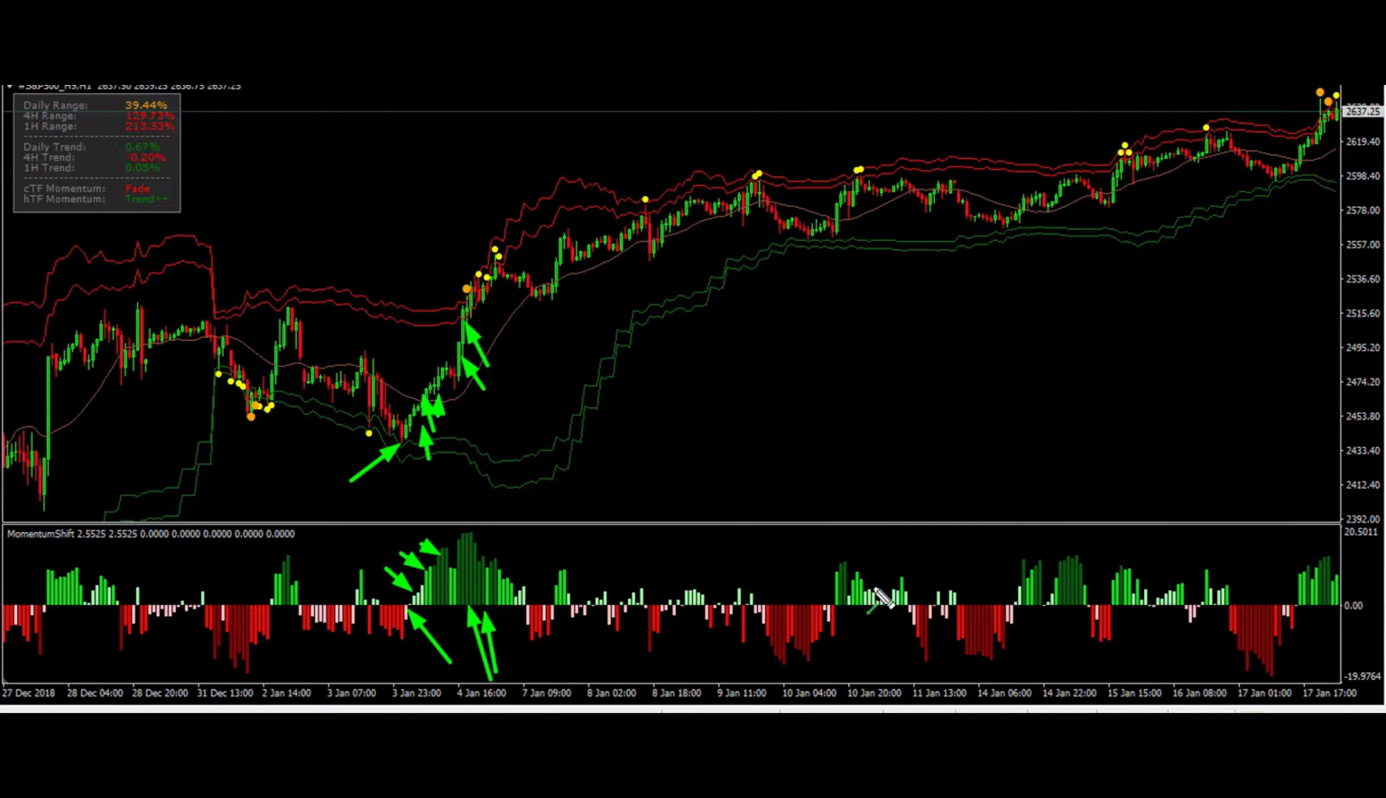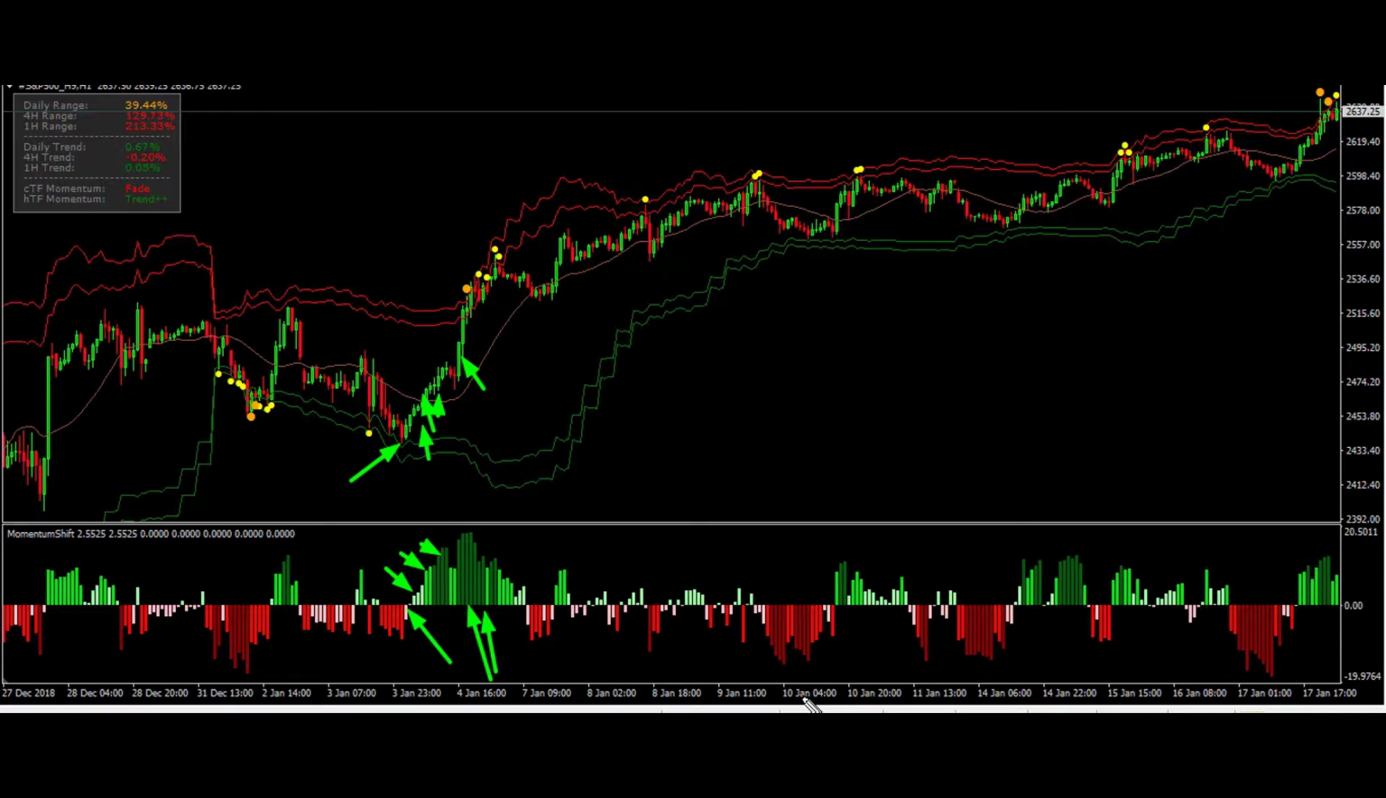The same is true with situations where the histogram is below the zero line. You'll see small white lines indicating very weak bearish momentum, and then you'll see plain red lines that indicate relatively increased bearish momentum, and then you'll see maroon lines and bars on the histogram that would indicate significant bearish momentum building up. So that would really be the momentum shift in a nutshell and what it does.